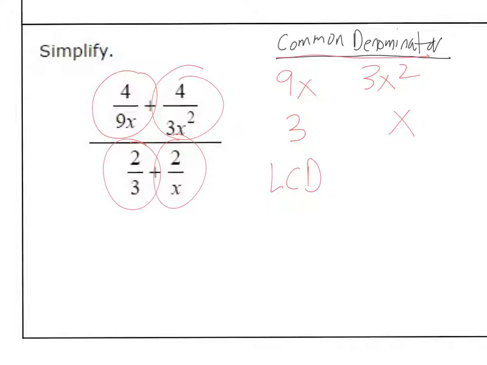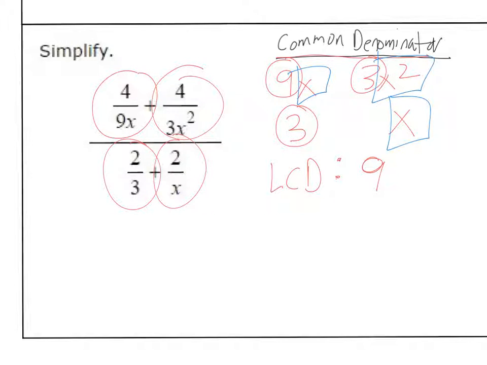I'm going to look at the coefficients separately first. I need to find something that 3 and 9 go into evenly. The smallest thing possible that they all go into is 9. And then I need something big enough so that I could divide it by x or by x squared. That would mean I need an x squared. The LCD is going to be 9x squared.